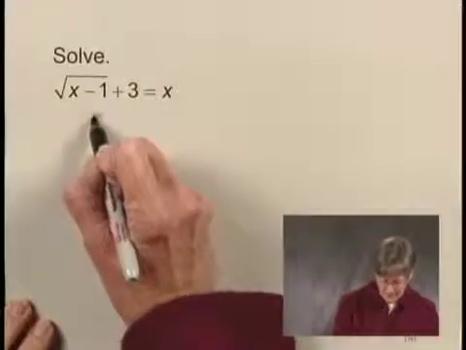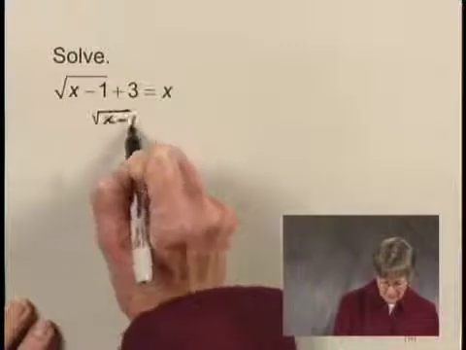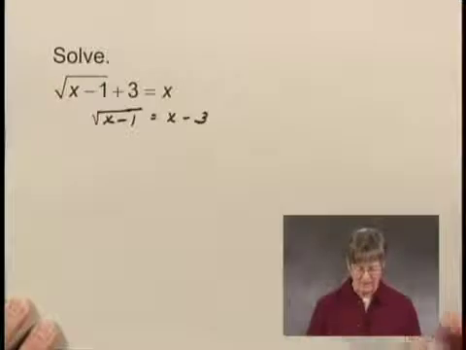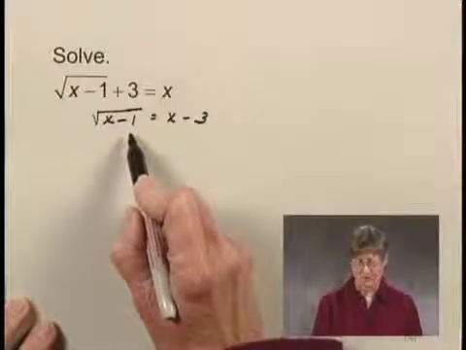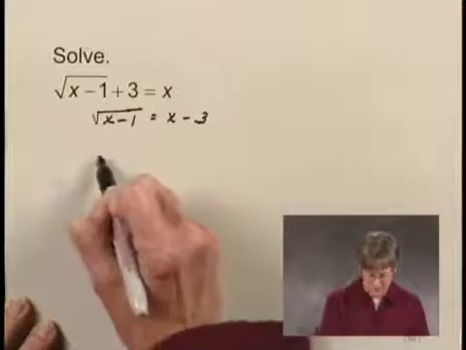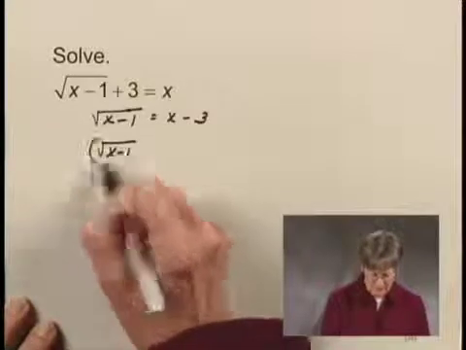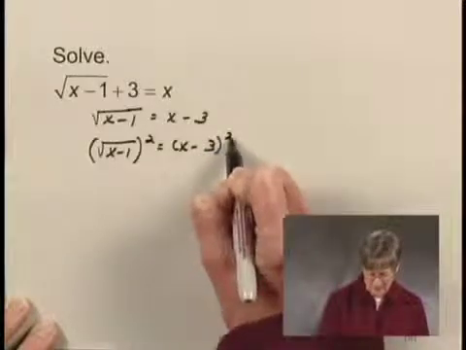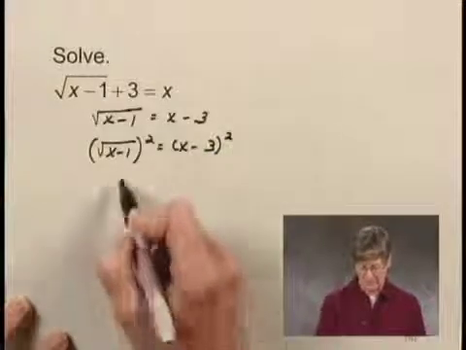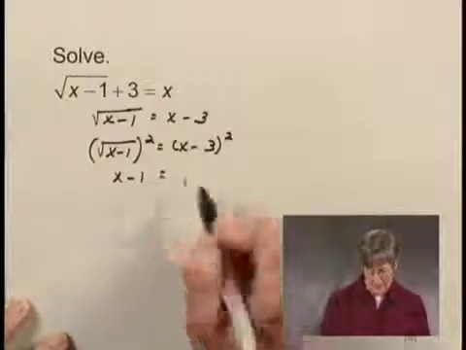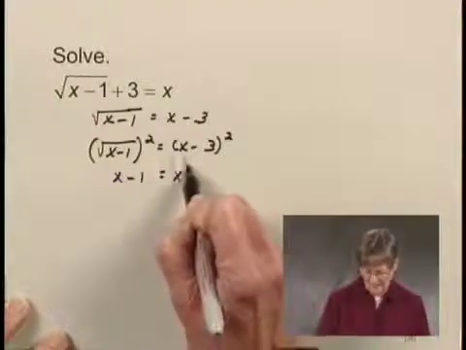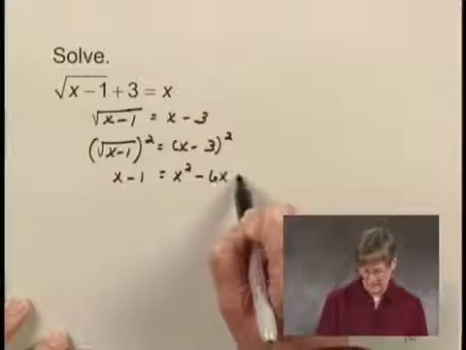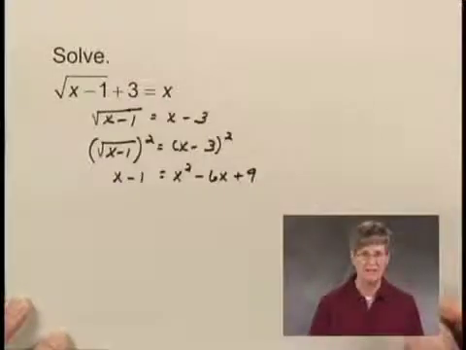And when I do that, I have the square root of x minus 1 equals x minus 3. Now to eliminate the radical, I'm going to square both sides of the equation. So I'd have the square root of x minus 1 squared equals x minus 3, that quantity squared. Squaring on the left gives me x minus 1, and when I square on the right side, I have x squared minus 2 times x times 3, or minus 6x, plus 3 squared, or plus 9.